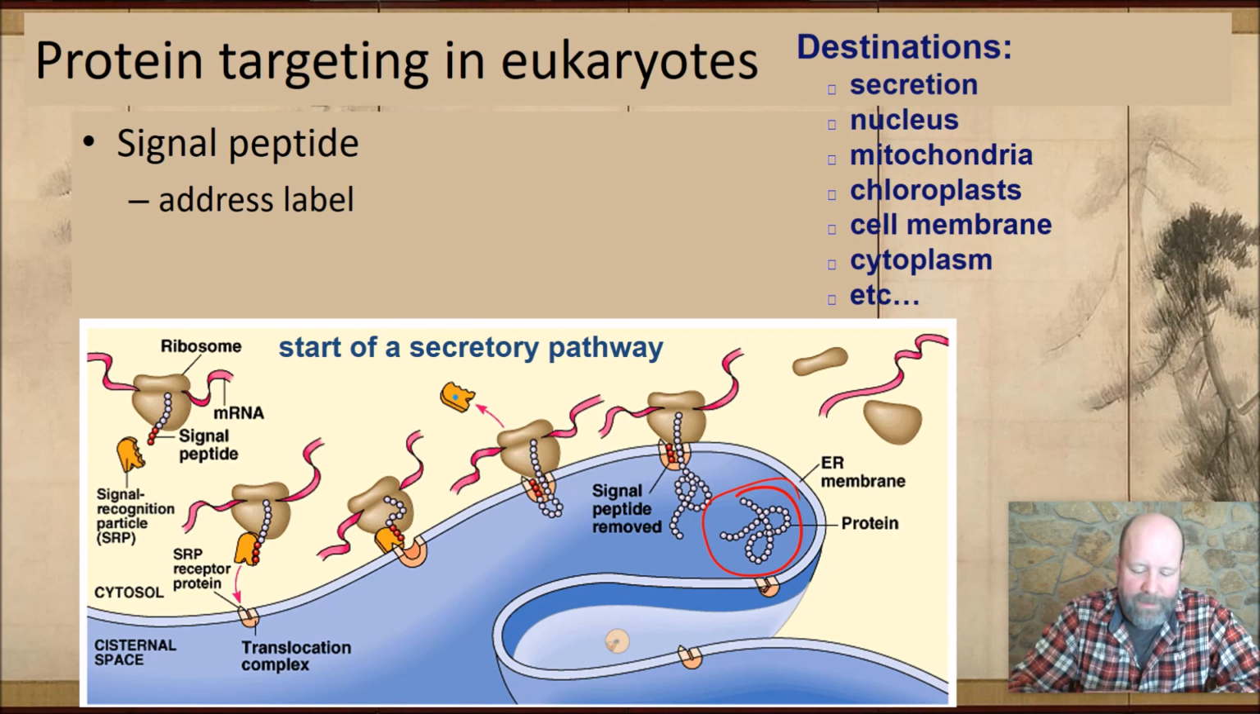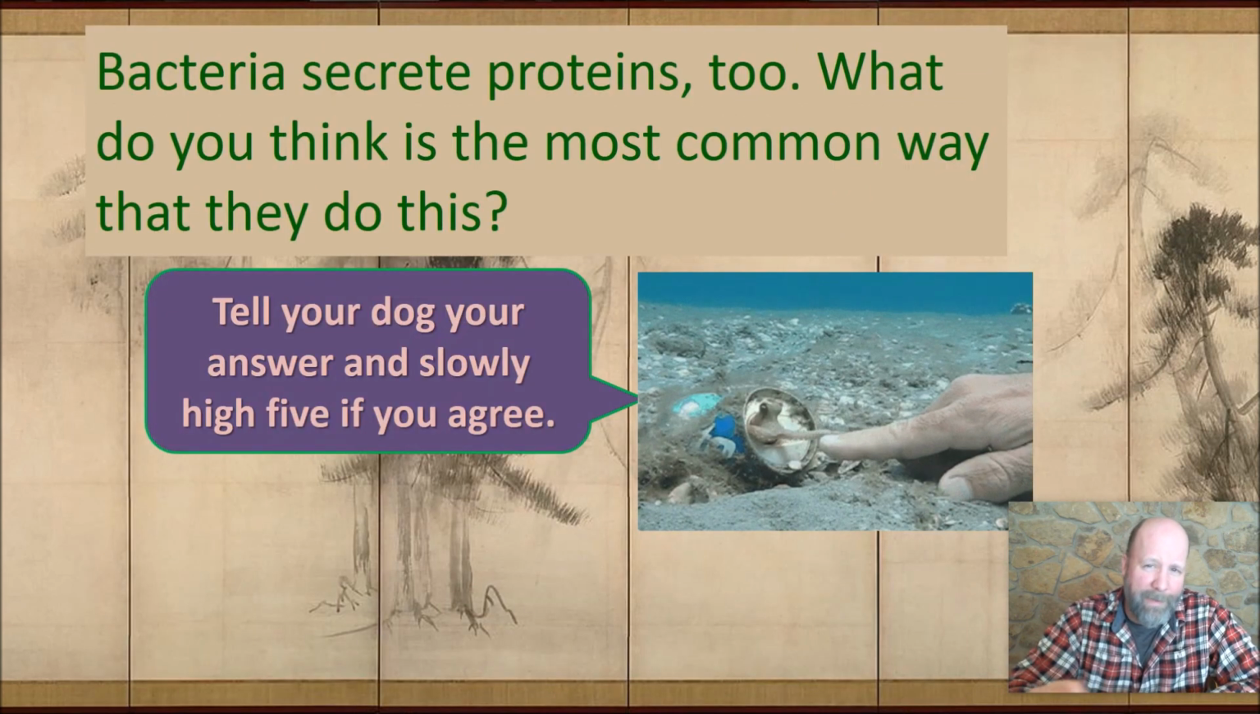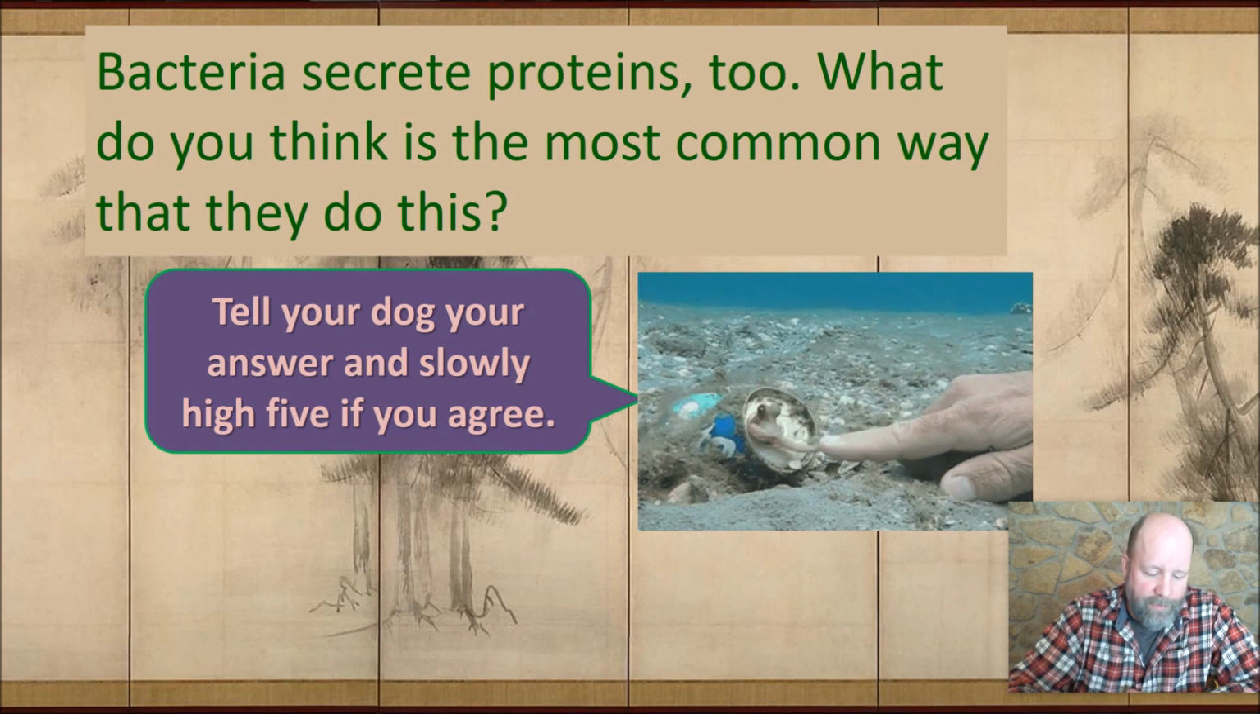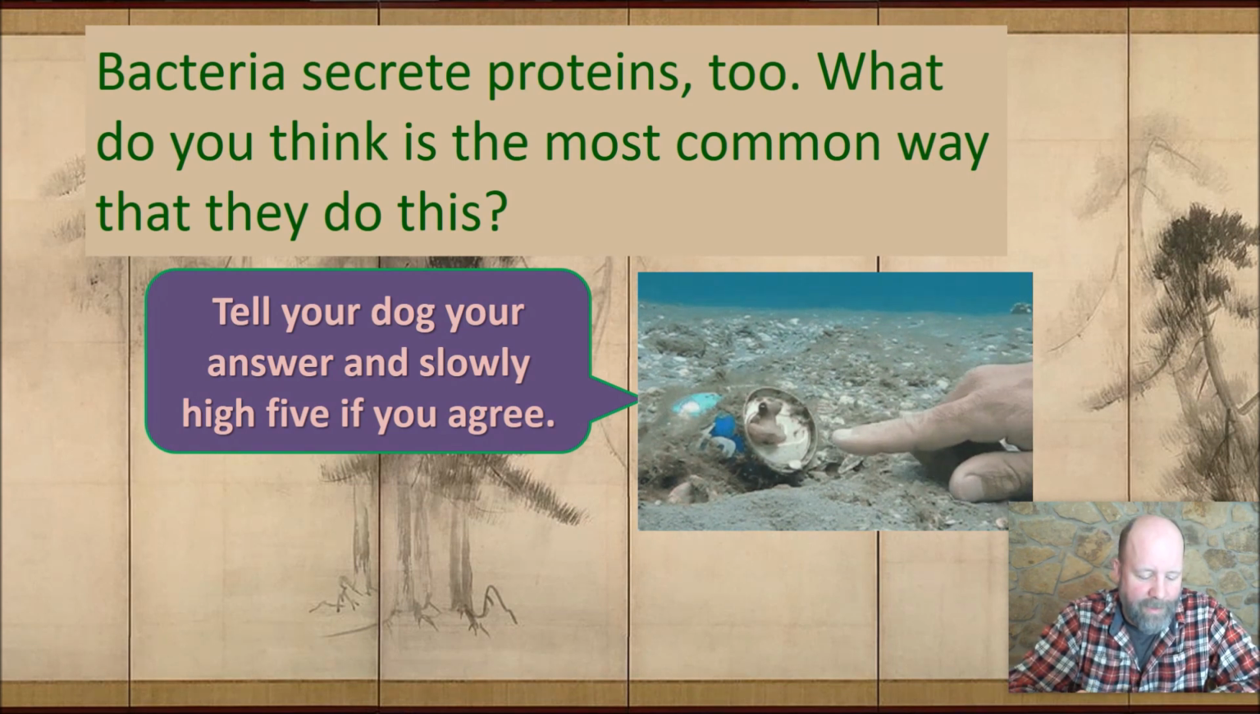It doesn't have to be secreted. It could be going to the lysosome or to the mitochondria or anything that is membrane related. It's going to have to go through this process. Now, bacteria don't have organelles. They don't have an ER. How are they going to do secretion? Pause the video and see what you can figure out.